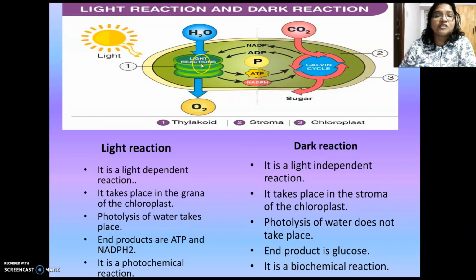The end products of light reaction, as we have discussed, are the chemical form of energy, ATP and NADPH2. Whereas the end product of dark reaction is glucose, as carbon dioxide is fixed and reduced in the form of glucose. And the light reaction is a photochemical reaction which takes place in the presence of light, whereas the dark reaction is a biochemical reaction. Hope it is clear for you.